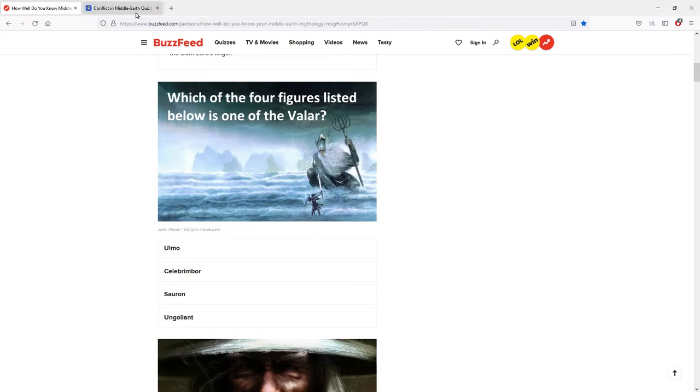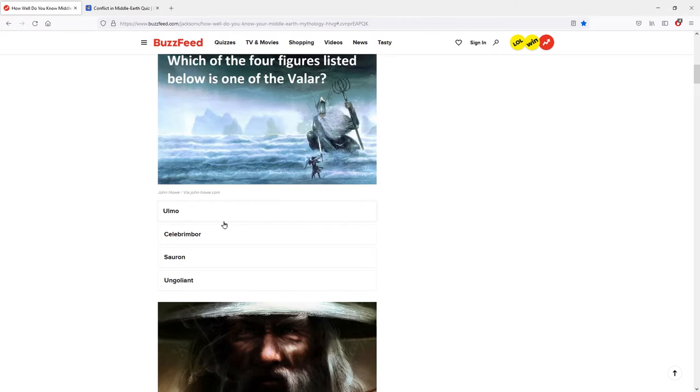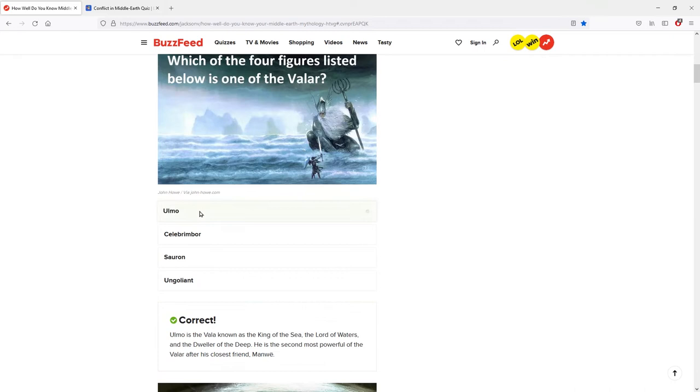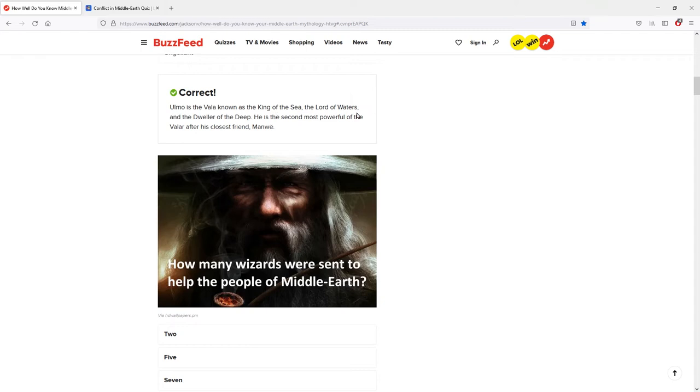Second question. Which of the four figures listed below is one of the Valar? Okay, this is very easy. Ulmo, Celebrimbor, I'm never sure. Sauron, Ungoliant. And it's Ulmo, which is Tolkien's version of Poseidon. Ulmo is the Valar known as the King of the Sea, the Lord of the Waters, and the Dweller of the Deep. He is the second most powerful of the Valar after his closest friend Manwë.